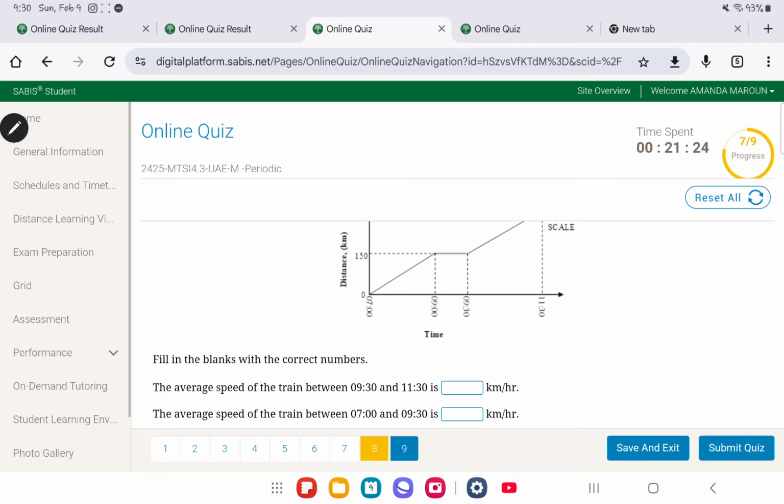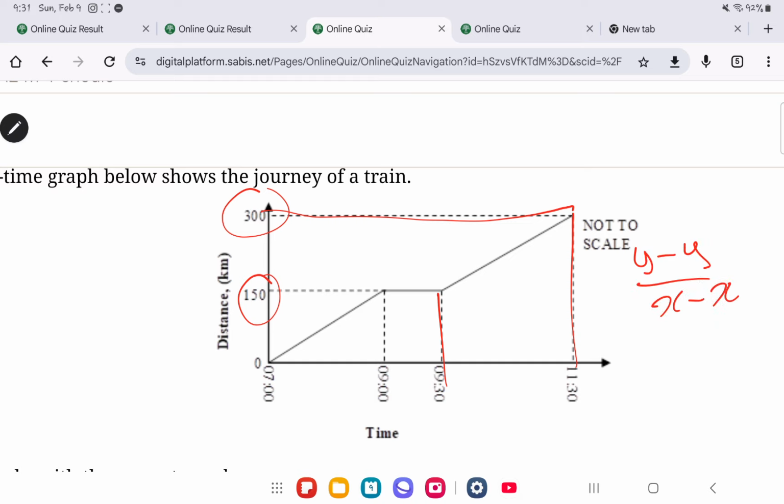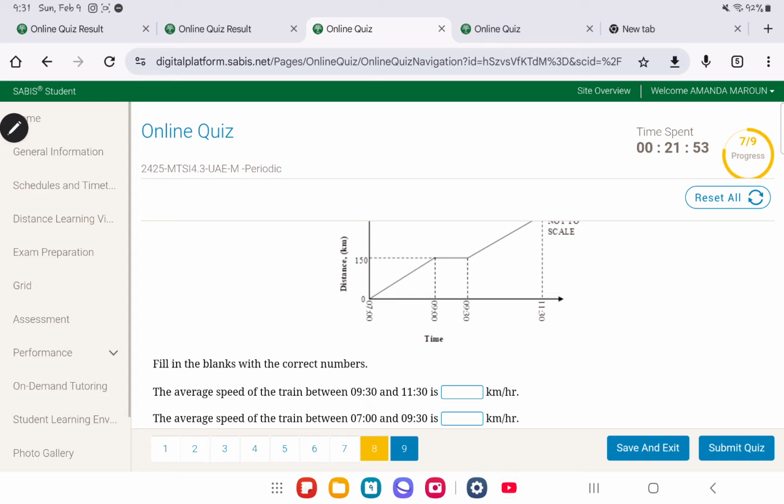Here we have a graph, and they asked us for the average speed of the train between 9:30 and 11:30. So we're going to go 9:30, 11:30. Here we have 300 kilometers, 150 kilometers. So you're going to do y minus y over x minus x. So here this is a difference of 150 kilometers. Here it's a difference of how much? Of 2 hours. They need it in kilometers per hour, so it's going to be 150 divided by 2 hours, which will give you an answer of 75.